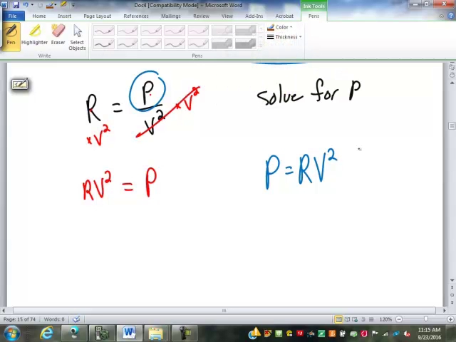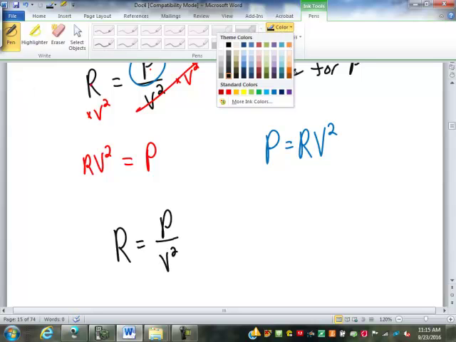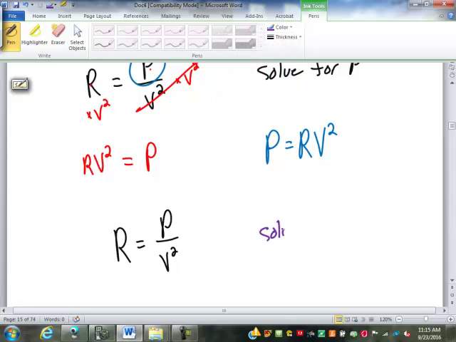That one wasn't so bad, but what if I look at that same formula, R is equal to P over V squared, only this time I want to solve for V.